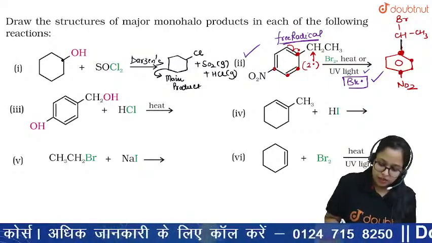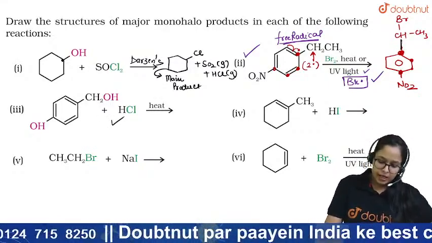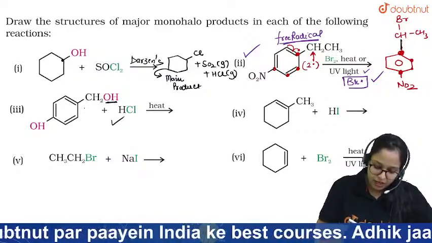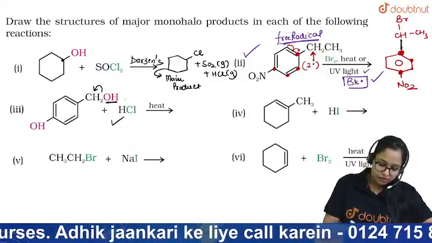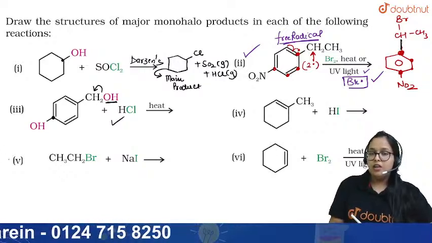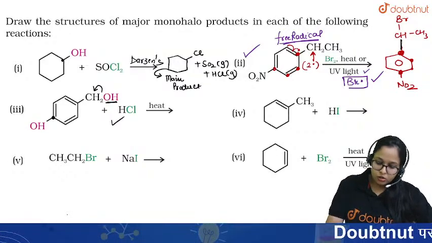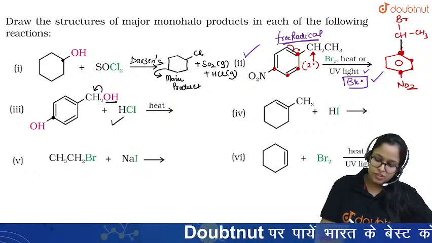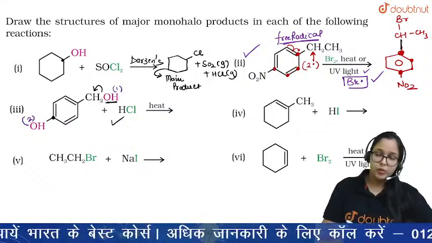In the third part, you are reacting an alcohol with HCl. Now we have two OH groups. One OH group is attached to a carbon that is not a carbon of a benzene ring or phenyl ring, and one OH is attached directly to a phenyl ring or benzene ring, right? So which of the OH groups gets replaced? Is it the first OH that gets replaced, or the second OH?